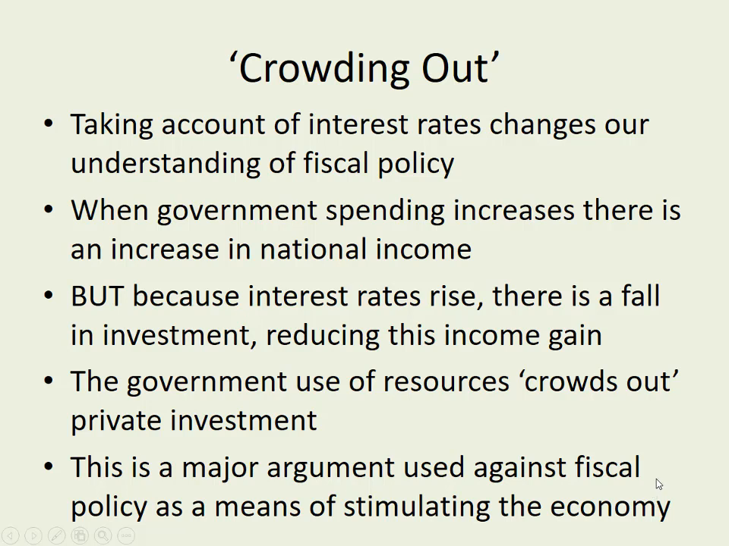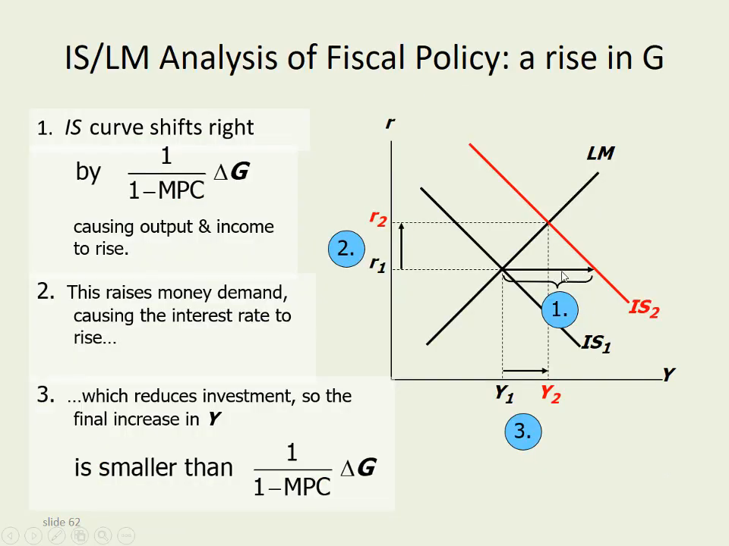And that's a major argument used by people that think that the government shouldn't use fiscal policy as a means of stimulating the economy. People that tend to oppose that kind of policy often talk about the government crowding out private actors. So this is the crowding out effect here, we can see. And clearly, one thing that affects that is the slope of LM.